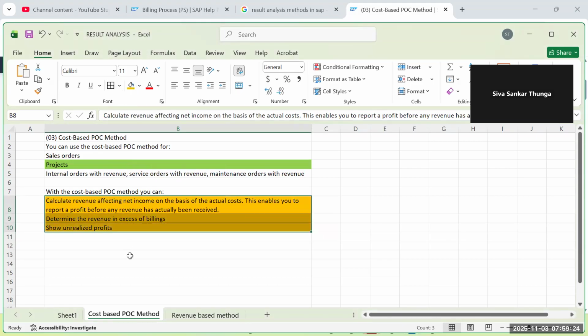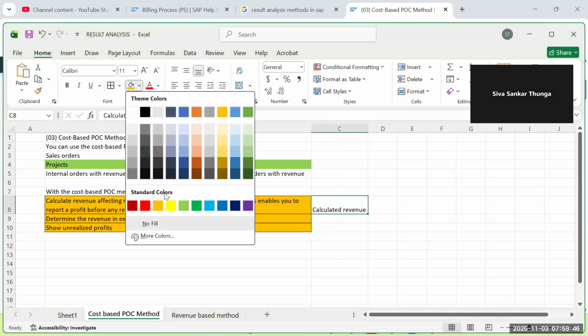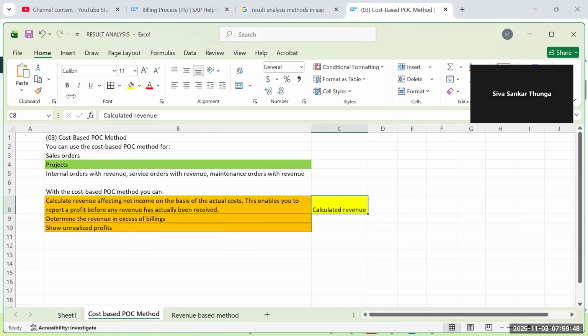If you understand these 3 points: first point is telling that based on the actual cost, I am calculating the calculated revenue. What is the formula for calculated revenue? I told multiple times in this class only. Can someone tell that? POC into planned revenue. Okay.